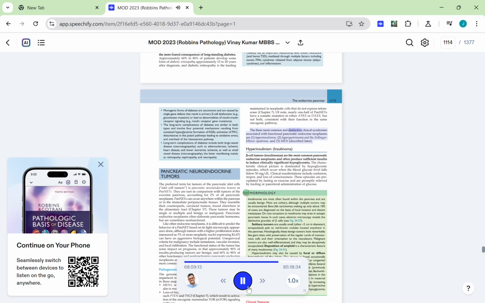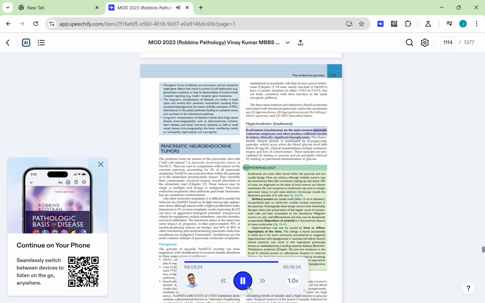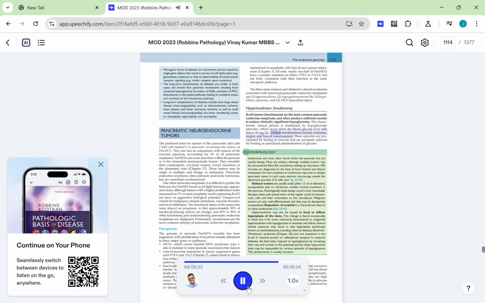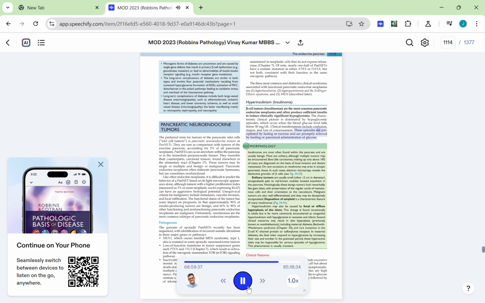The 3 most common and distinctive clinical syndromes associated with functional pancreatic endocrine neoplasms are hyperinsulinism, hypergastrinemia and the Zollinger-Ellison syndrome, and MEN. Hyperinsulinism. Beta cell tumors are the most common pancreatic endocrine neoplasms and often produce sufficient insulin to induce clinically significant hypoglycemia. The characteristic clinical picture is dominated by hypoglycemic episodes, which occur when the blood glucose level falls below 50 mg/dL. Clinical manifestations include confusion, stupor, and loss of consciousness. These episodes are precipitated by fasting or exercise and are promptly relieved by feeding or parenteral administration of glucose.